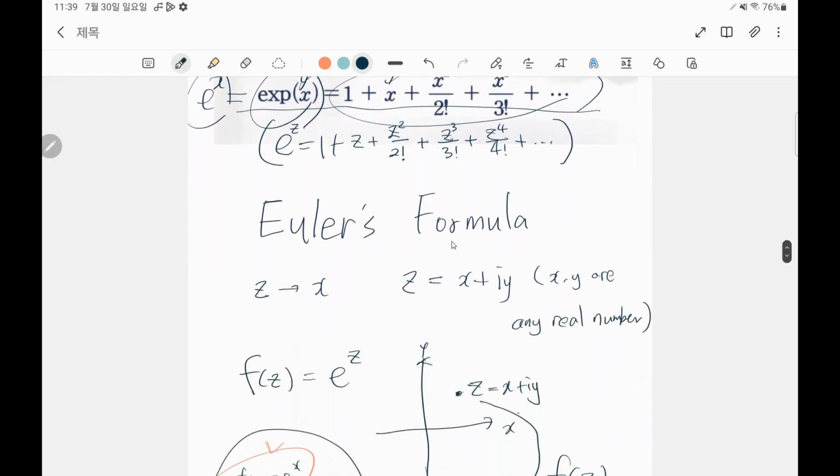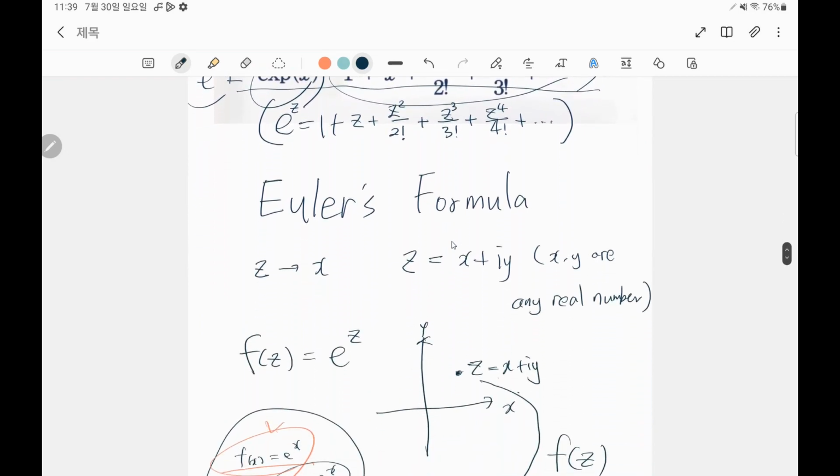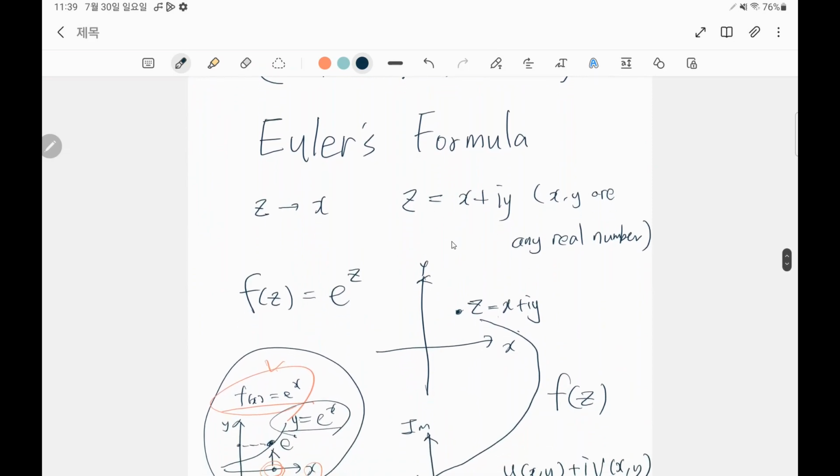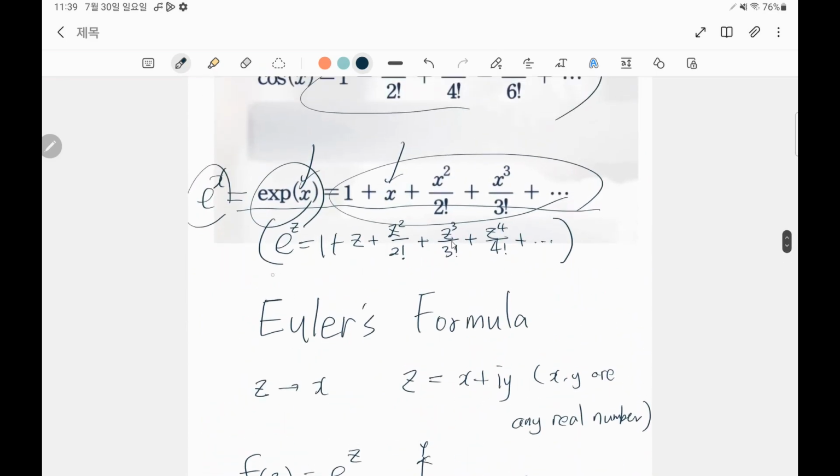Just put a complex variable in places where x was a real number, and we genuinely get the same Taylor expansion of e to the z as for e to the x. We just replace x with z, and we get the Taylor expansion, which equals the e to the z function.